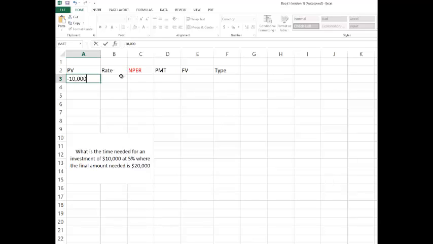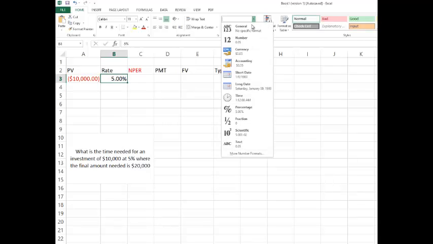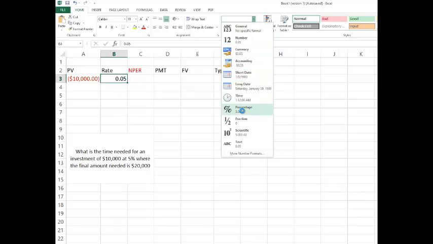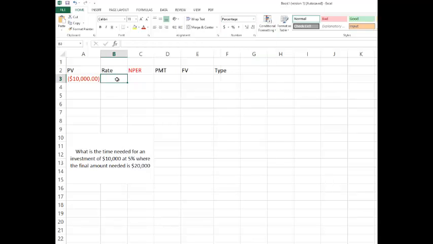And remember, it's negative. The rate that we know is 5%, which is 0.05. The cell is formatted as percent here, so if you leave it at general, it's 0.05. If you format it to percentage, which is up here, then if we delete it, we can put in 5% as well instead of 0.05, and it's the same amount. Payment is going to be 0. We're not adding any money to this investment, and we do need $20,000. The type again is 0, so we'll calculate determining how much time is going to be needed.